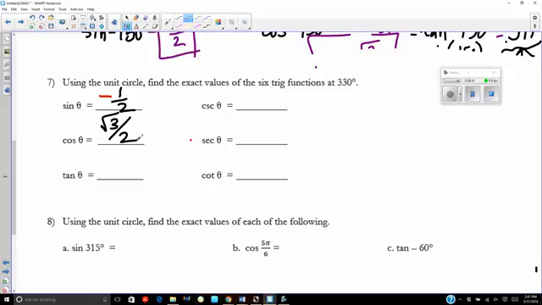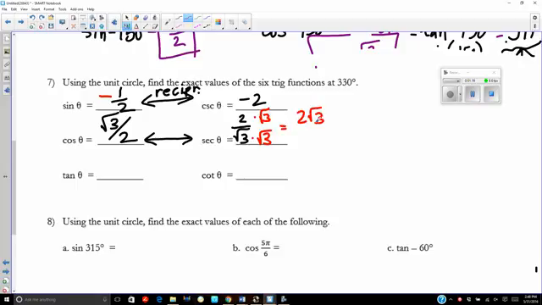The rest of these you'll have to do a little bit of work for. So cosecant is the reciprocal of sine. These are reciprocals. So that means cosecant is negative 2 over 1. Secant is the reciprocal of cosine. So that means it's just 2 over radical 3, which for full credit needs to be simplified. So get rid of the radical out of the denominator. You're going to get 2 radical 3 over 3.